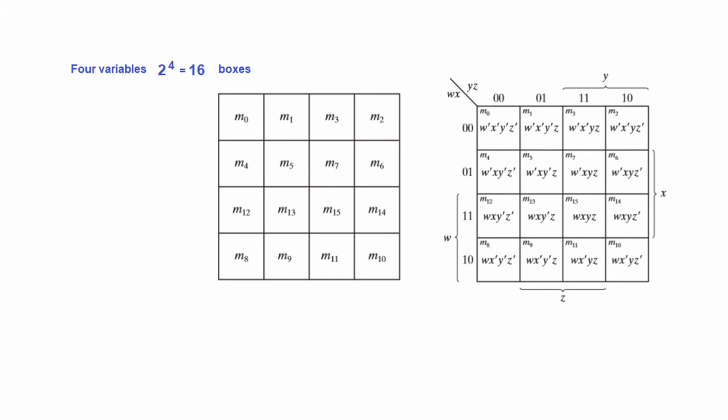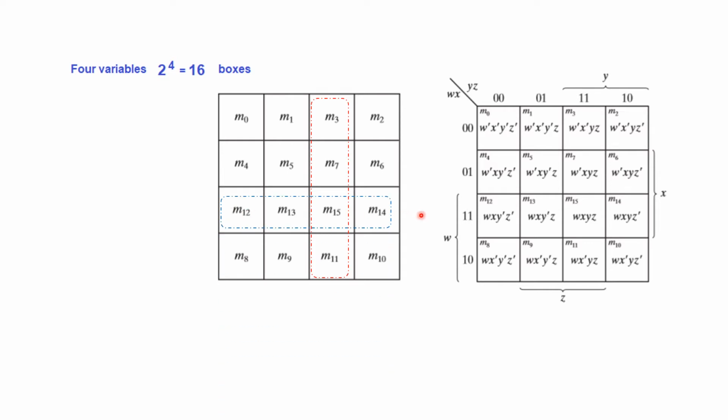Okay, now since there are four variables, we'll require 2 raised to the power n, that is 2 raised to the power 4, which is equal to 16 boxes. So we'll take this with 16 boxes. And as we discussed in the three variables also, we have to skip a column here. But in this case, we also need to skip a row here.